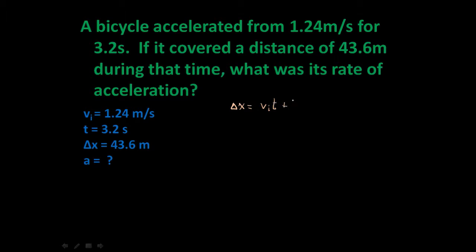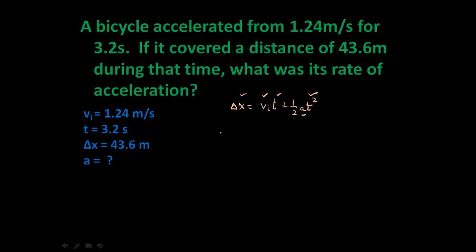plus 1/2 times acceleration times time squared. Now, how do I know to use that one? Well, take a look. We know displacement, that's here, check. We know initial velocity, that's here, check. We know time, that's here, and here, check, check. And so that means we can find acceleration.